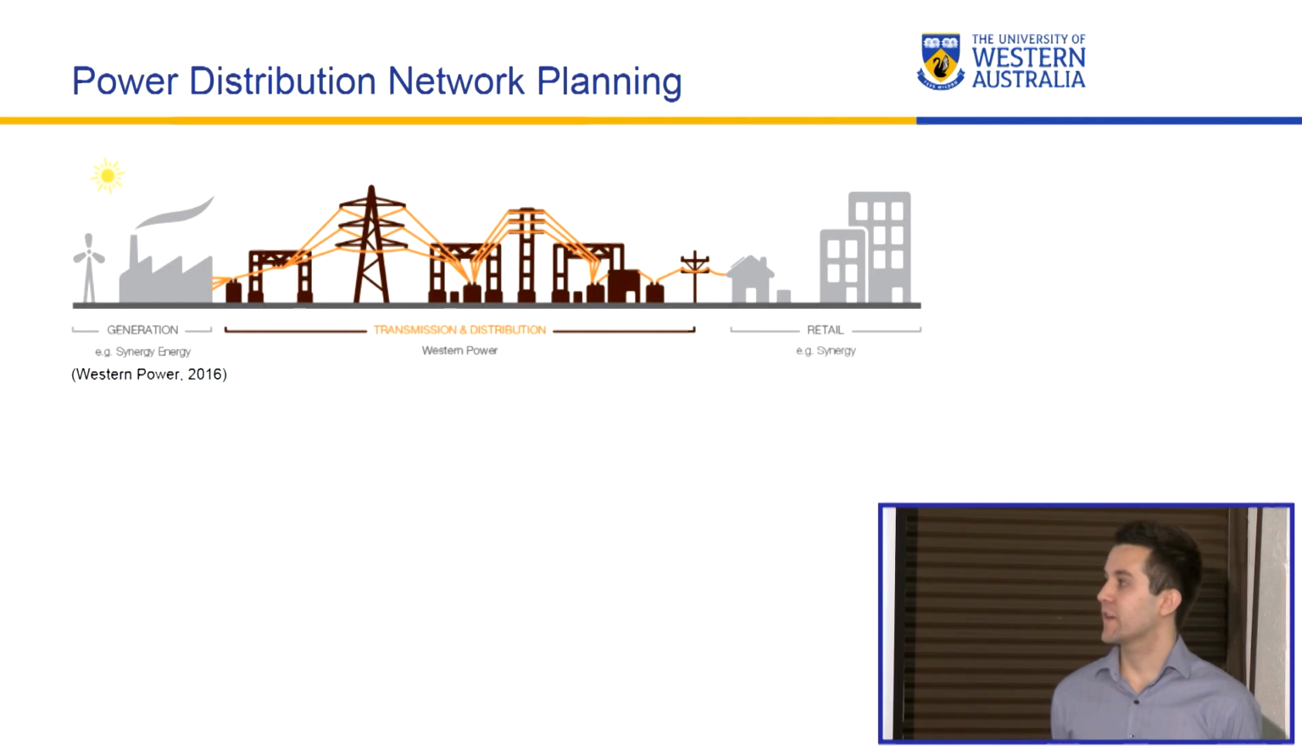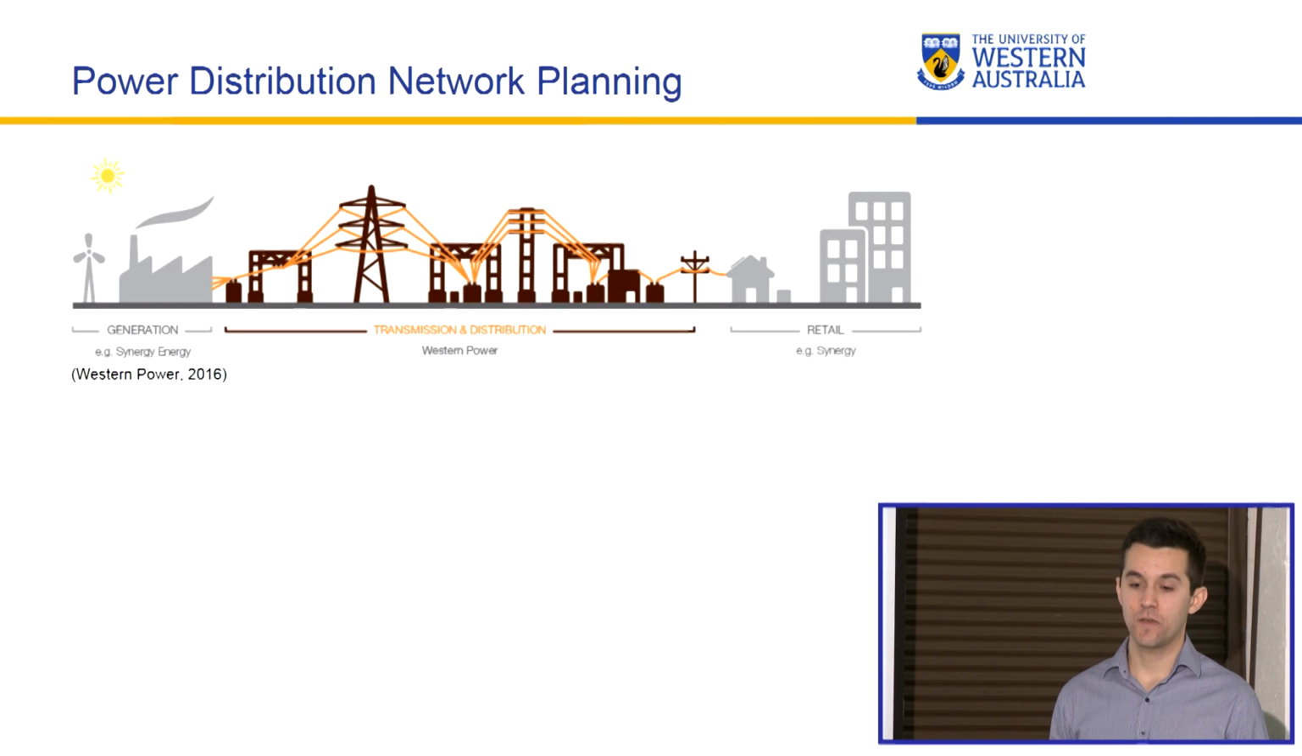Now in Western Australia, the generation is primarily undertaken by Synergy as well as the retail. It's not entirely by Synergy, but the vast majority is undertaken by Synergy. The transmission and distribution, on the other hand, at least in the southwest of Western Australia, is undertaken by Western Power. Elsewhere, all three aspects of the power system model is undertaken by Horizon Power.